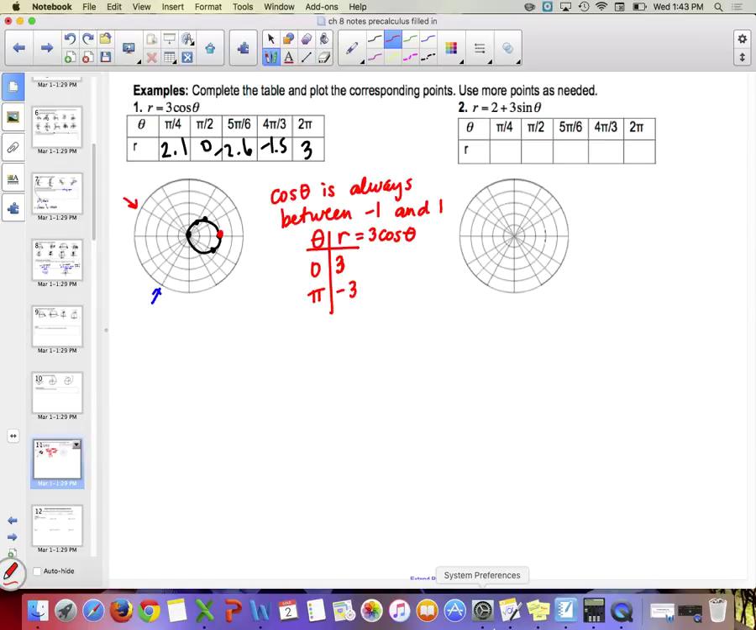All right, so let's do another one. So if I have r equals 2 plus 3 sine of theta. Again, let's go to our table.